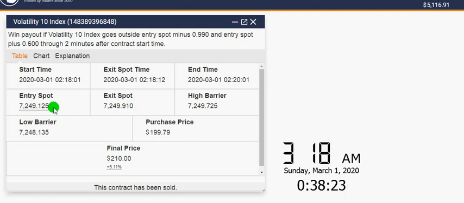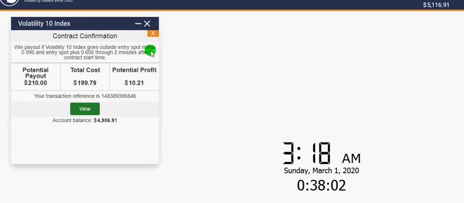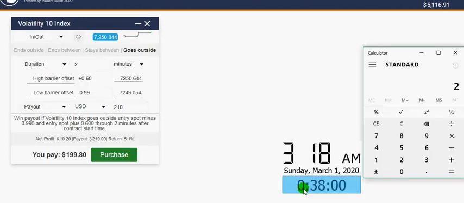These are entry spots, 249,125. These are the lower barrier. These are the high barrier. So the exit spot was higher. Look at it, 249,910, and this is the higher barrier we set. So 910 is higher than 725. So we won that second trade. So we'll go for the third trade again after 30 seconds. So we'll start counting again.